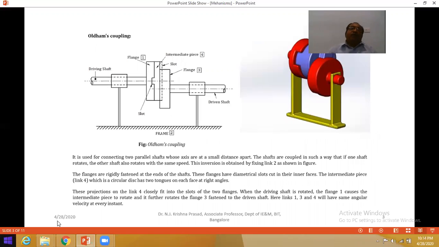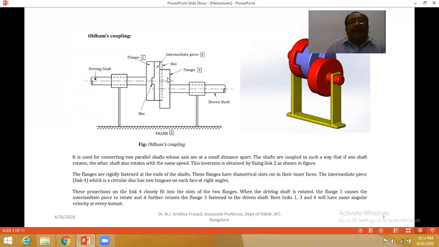Next I move on to the next inversion of the double slider crank chain, that is Oldham's coupling. Oldham's coupling is used to connect two parallel shafts which are a small distance apart and parallel to each other. Oldham's coupling mainly consists of two flanges and one intermediate piece.